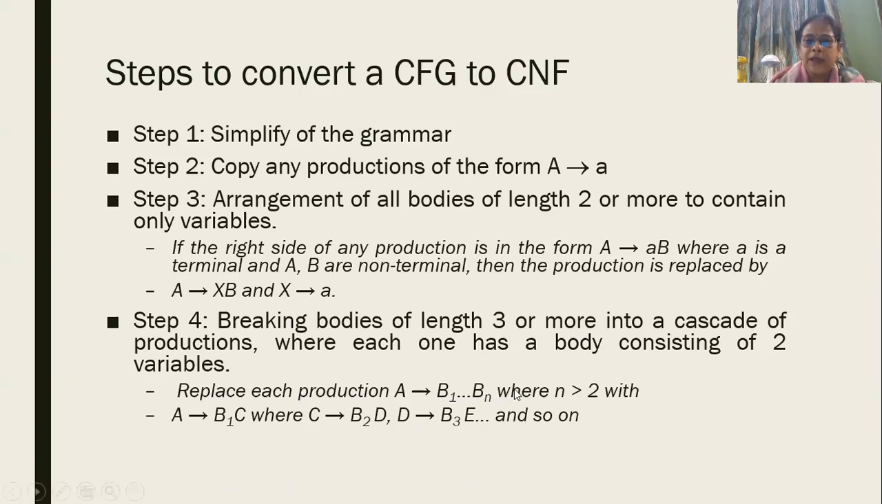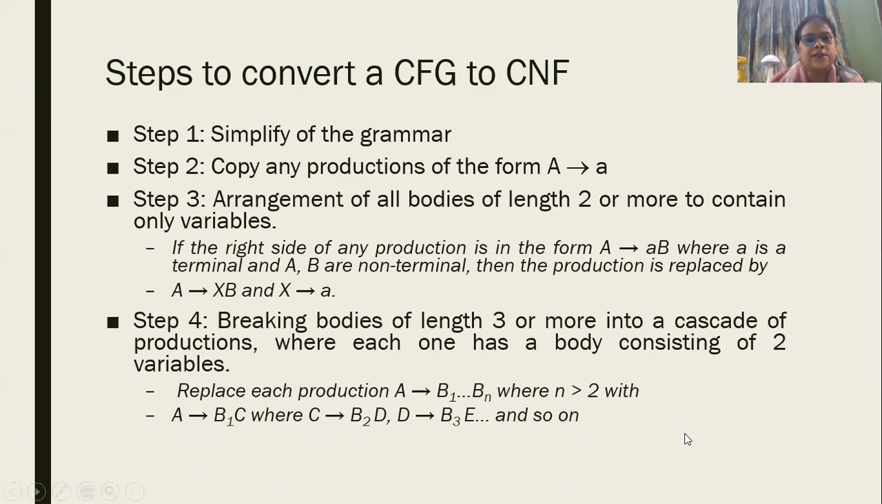Then you replace this production by a cascade of productions. A is replaced by B1 followed by C. Now C is an additional variable being introduced, where C derives B2 D. D is another additional variable being introduced. D derives B3 E. E is another variable being introduced, and so on.